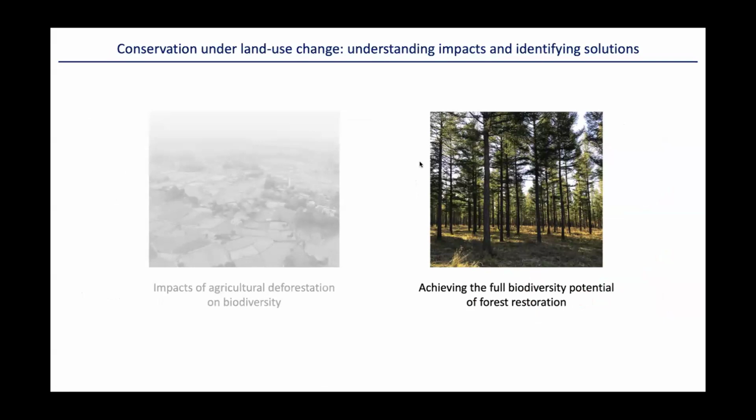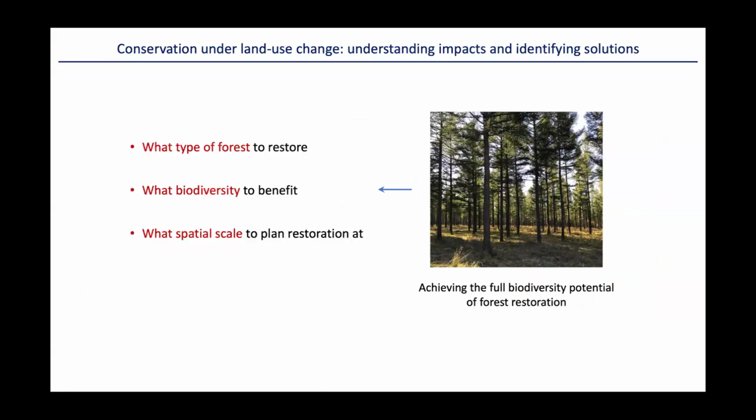And next, I will talk a little bit about some of our work on the issue of achieving biodiversity gains under forest restoration. And for this part, I'm going to briefly cover 3 points: what type of forest to restore, what kind of biodiversity we are talking about when we talk about forest restoration to benefit, and then at what spatial scale we should be thinking about planning forest restoration.